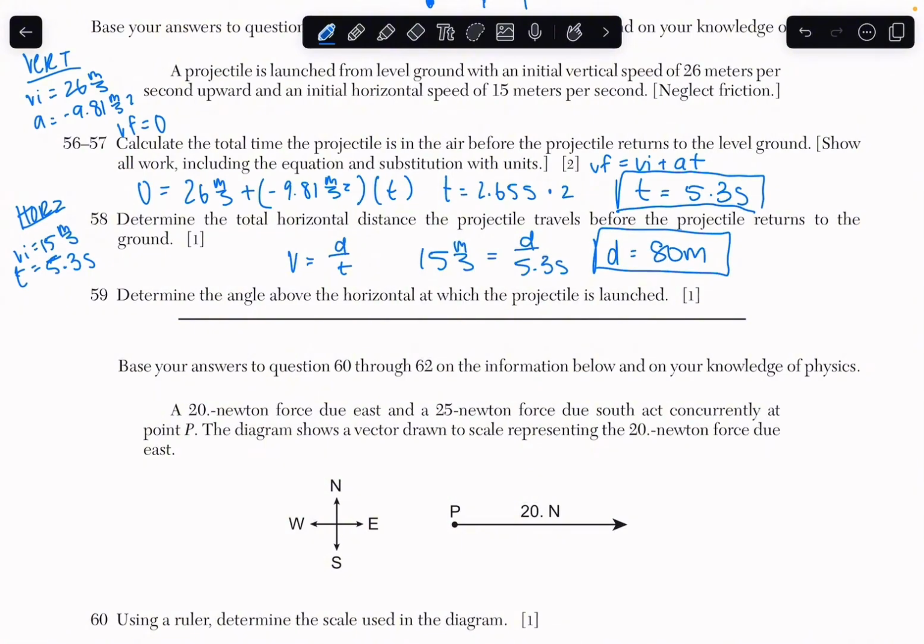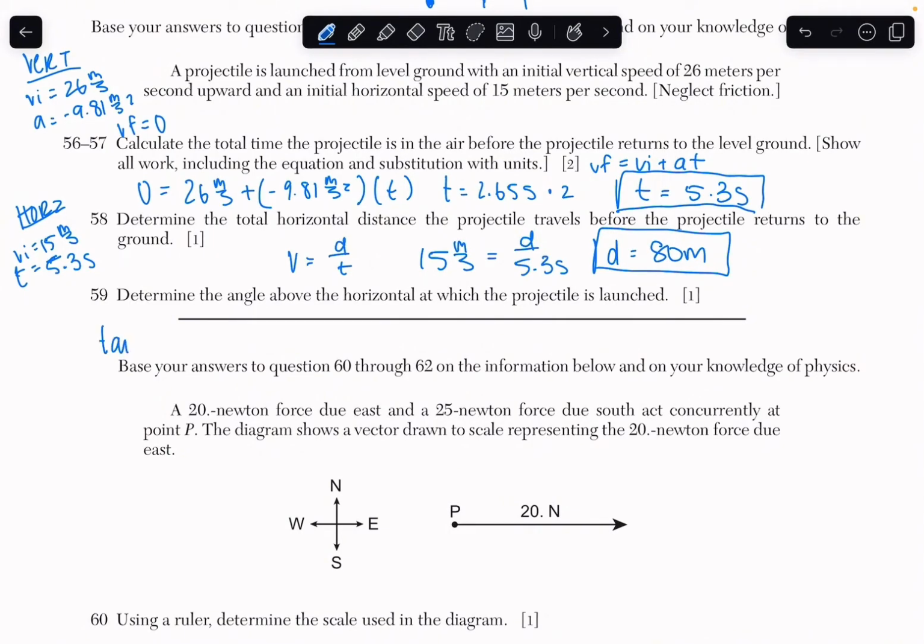59. Determine the angle above the horizontal at which the projectile is launched. This question is a bit tricky because you need to remember that if it asks you for something about the horizontal, you have to use tangent. That's just a little thing you have to remember. In this case, we're asking for the angle, so we need to use the inverse of tangent.